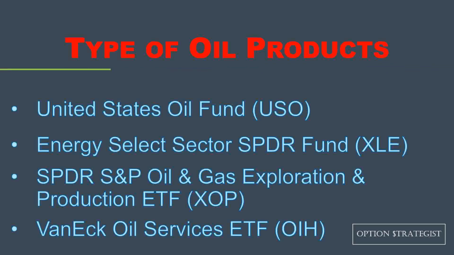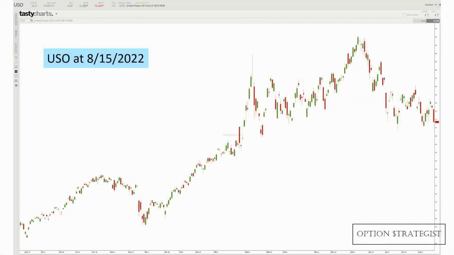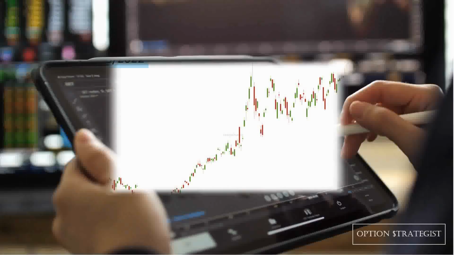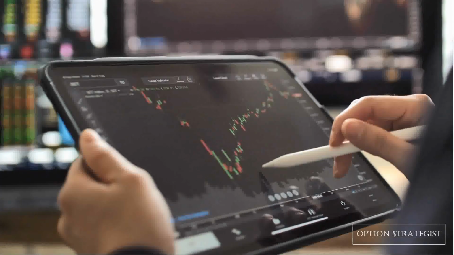In this video, I'll choose to trade USO, which is the ETF that is closely related to the crude oil price. This is the chart of USO as of August 15, 2022. The chart shows that USO price started to increase at the beginning of the year. Then it got volatile with high bid up and bid down since March. It reached a high of $92 about mid-June and then started to decline. So how can I trade crude oil at this point?